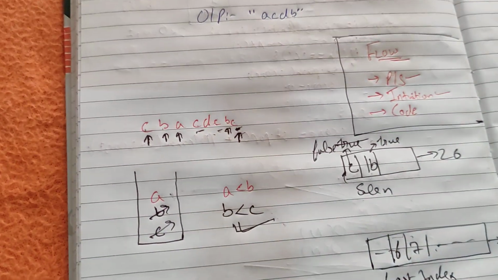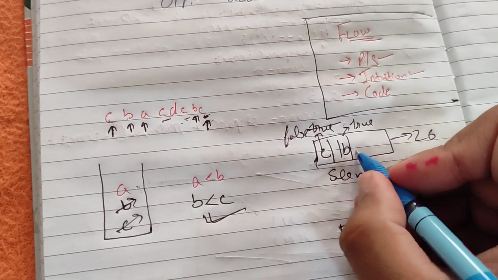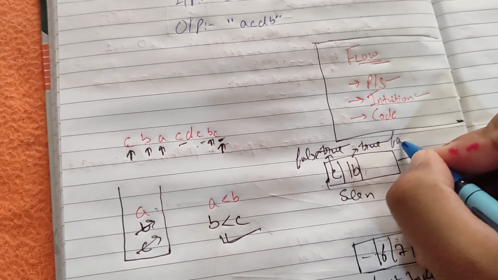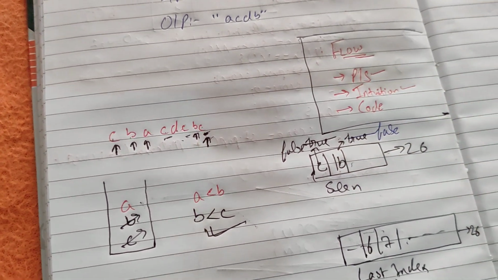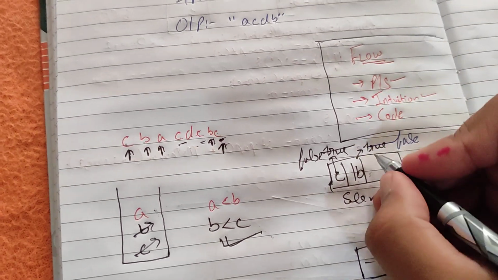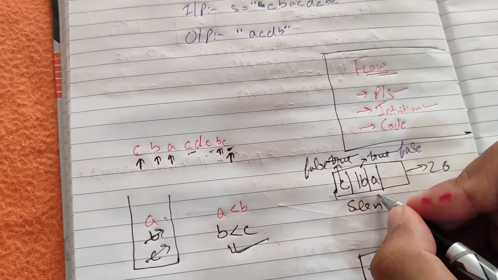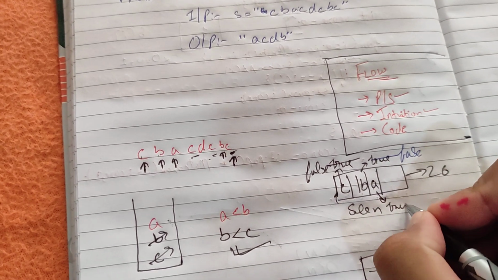I put my A over here, and I will update my B to false. My B becomes false now. Okay, so right now I haven't visited it. Now I will put my A over here, and I will mark my A as true. My A is now true over here.